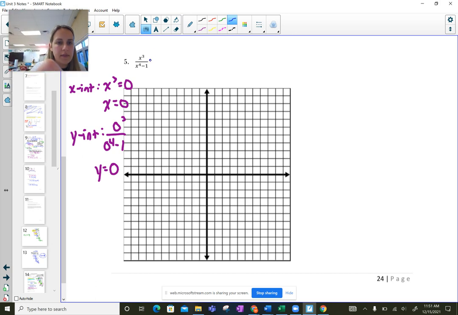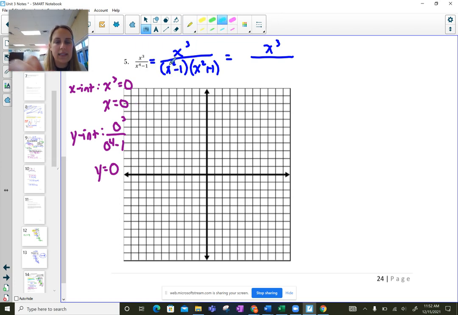Holes. Well, let's factor here. Top, it's not factorable. But the bottom one is. So on the bottom we have x squared minus 1 times x squared plus 1. But we can still break this down more to give me x plus 1, x minus 1, and then we have x squared plus 1. Okay, so as you can see, nothing cancels with the top or the bottom. So there's no holes.